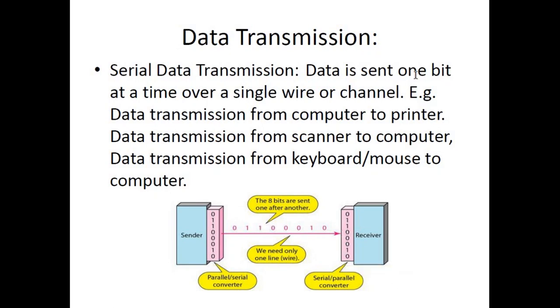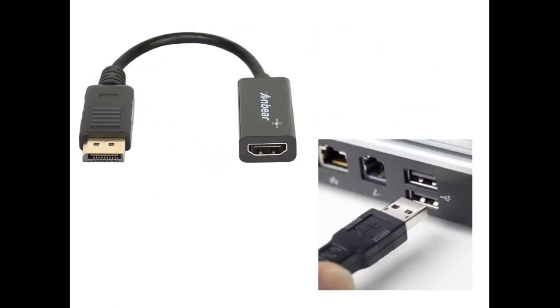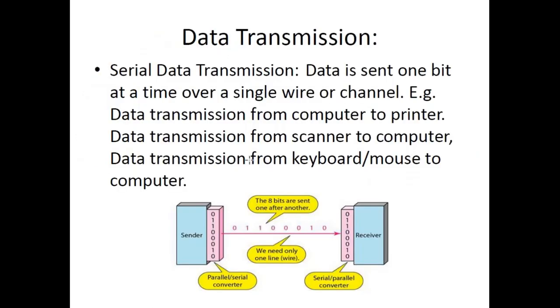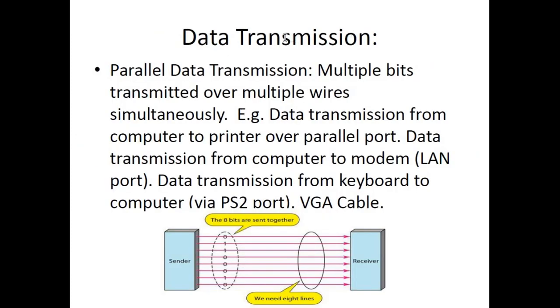Now for example, the examples of serial transmission: data transmission from computer to printer, from a scanner to computer, from keyboard and mouse to computer, and so on. Basically all of the devices in today's world use serial transmission. These are some examples of serial ports and connectors. This is a USB port which uses serial, and this is a USB connector. This is an HDMI cable connector, and this is an HDMI port. All of these use serial data transmission.